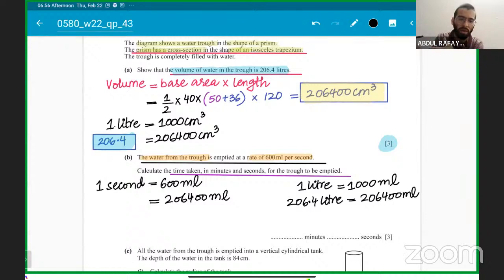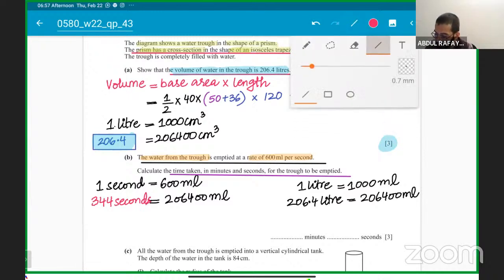In 1 second, 600 ml water is leaking out. If we have 206,400 ml of water, how many seconds will it take? Just divide it: 206,400 by 600. I am getting it as 344 seconds. Is everyone getting it, guys? Clear? We are getting this as 344 seconds.